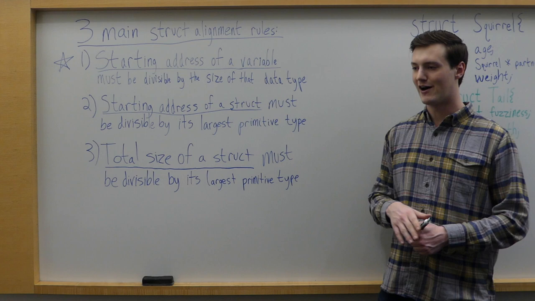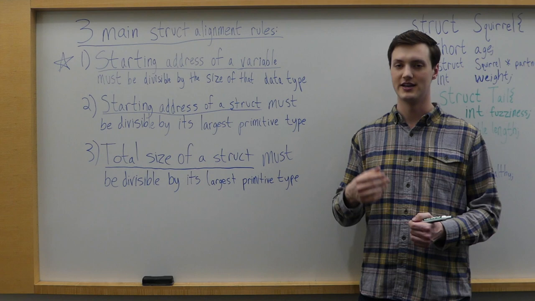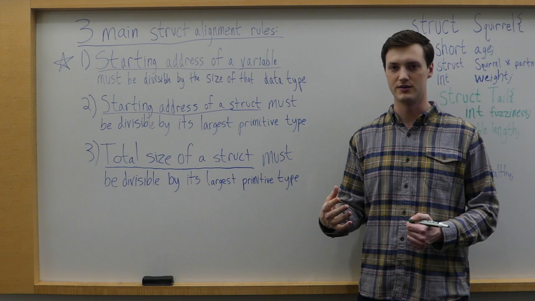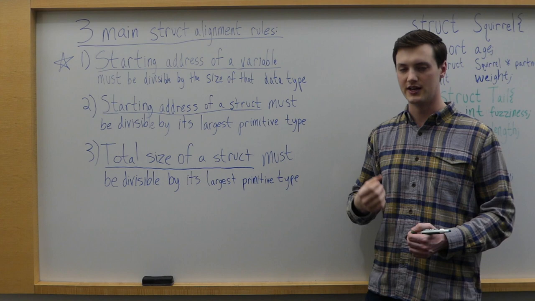However, let's say we have a struct that has 7 chars and 1 integer. Now that 1 integer makes the largest primitive type within that struct an integer, which is 4 bytes. So now the starting address of that struct also must be divisible by 4. Very similar to the first rule, but know that the first rule also applies here to structs as well. For structs, you use its largest primitive type.